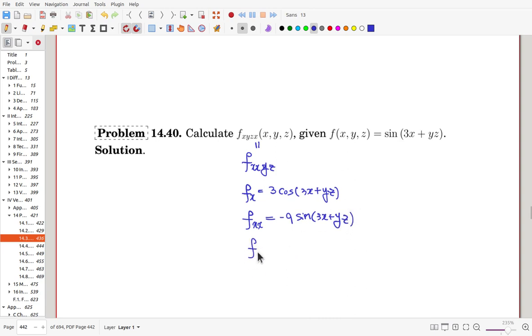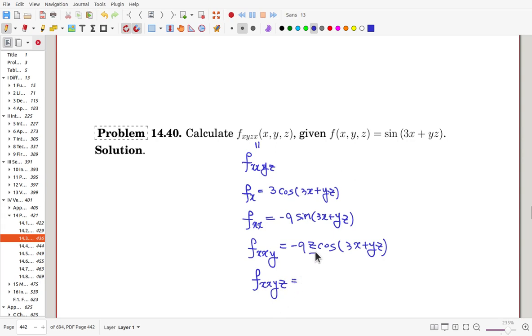How about here now, f sub xx and the y directional derivative. Then this one will be changed to cosine, and the y derivative will make z come out. So minus 9z cosine of 3x plus yz. Okay. Now, finally, we have to apply the z derivative, f sub xxyz.